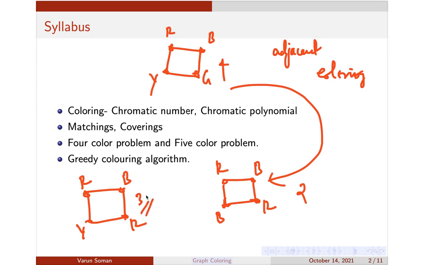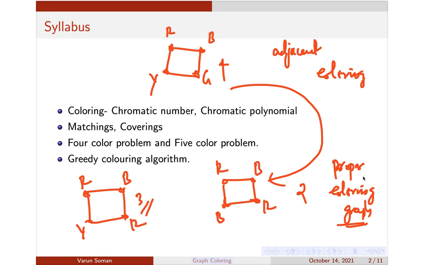So basically the idea is that you should color the vertices in such a way that no two adjacent vertices have the same color. Such a coloring is called a proper coloring of the graph, and a graph colored using proper coloring is called a properly colored graph. So what's a proper coloring of a graph? It's coloring the vertices in such a way that no two adjacent vertices have the same color.